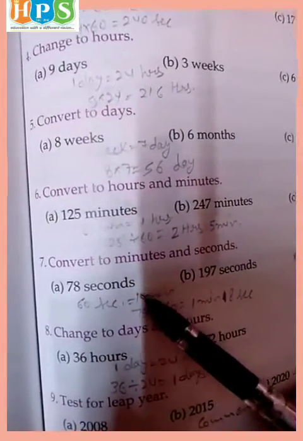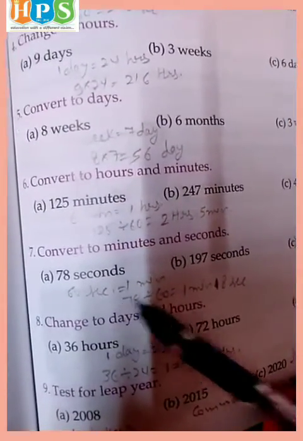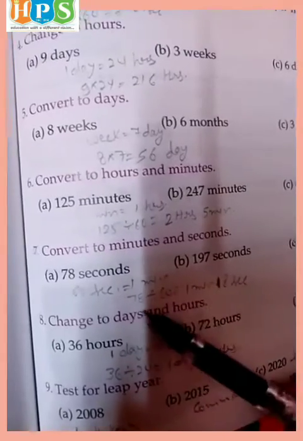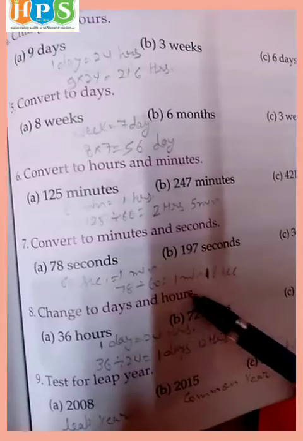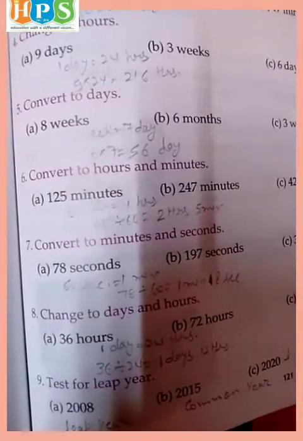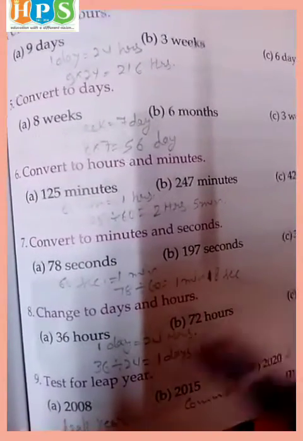Convert to minutes and seconds. 78 seconds. 60 seconds is equal to 1 minute. So 78 divided by 60. 1 sixty is 60 and what's left? 18. 18 seconds. 1 minute and 18 seconds.